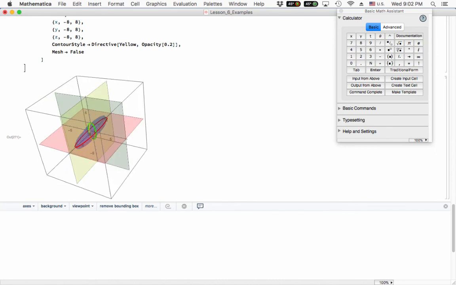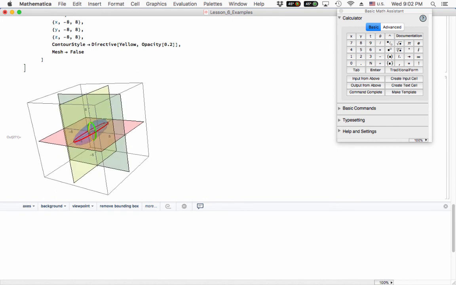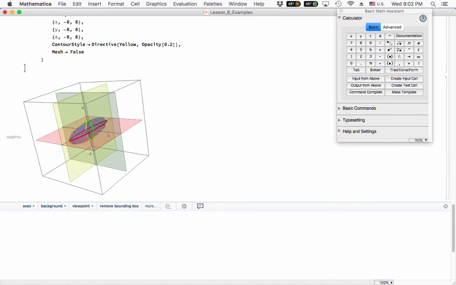Anyways, this gives you an introduction to how to graph traces and also what an ellipsoid is, which is a generalization of an ellipse. In the next video, we'll get into the second type of quadratic surface, which is called an elliptic paraboloid. See you there.